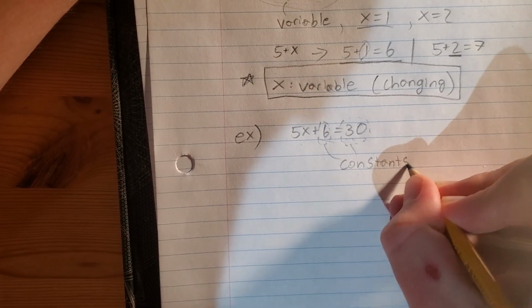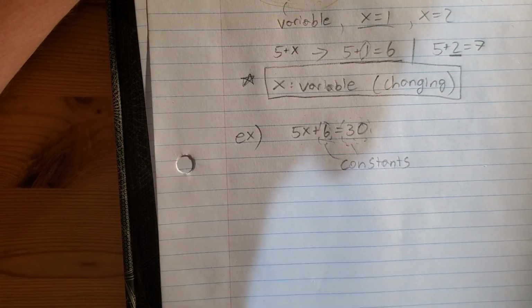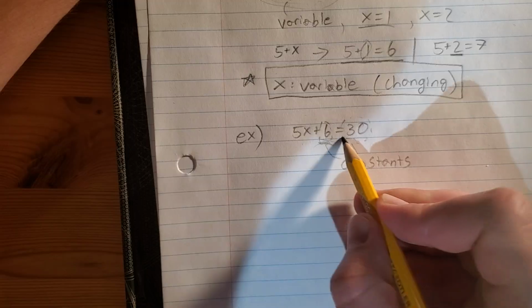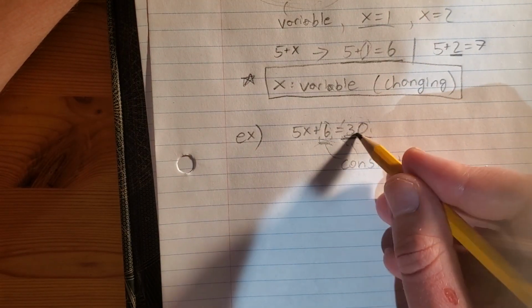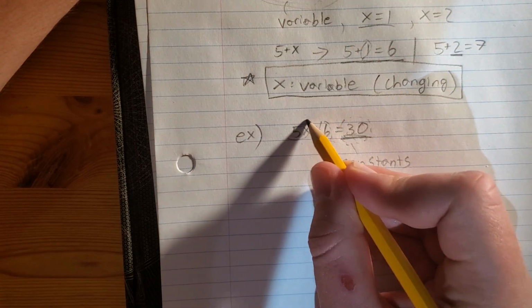Whereas x is changing, right? We can let x be anything. We can let x be 1, 2, 3, 4, etc. Anything. This is a 6 in any case. This is a 30 in any case. You can't change it. There's no room for change. It's just what it is, right? However, this 5x term right here.